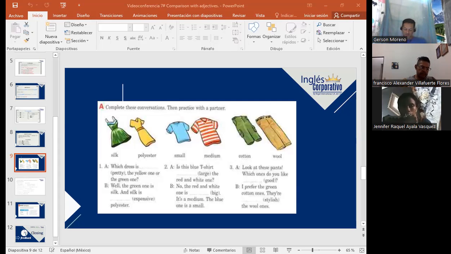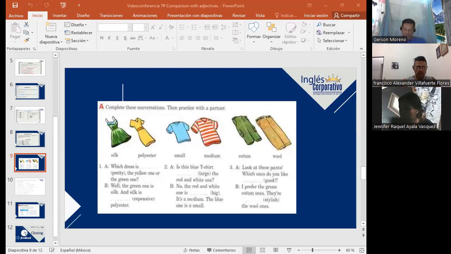Look at the number three. And look at these pants. Which ones do you like? Better. En este caso, sería better. Y la siguiente. I prefer the green cotton ones. They are more stylish. Stylish, more stylish. Y vemos ahí lo que es el comparativo.